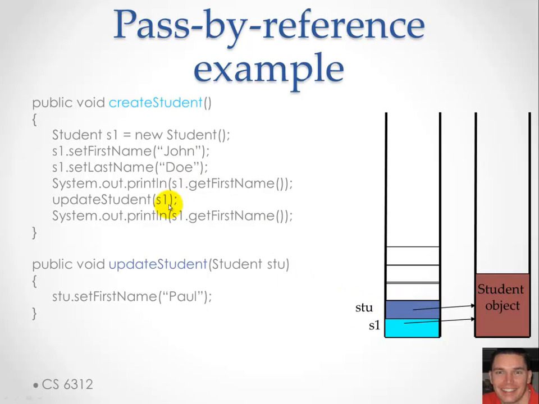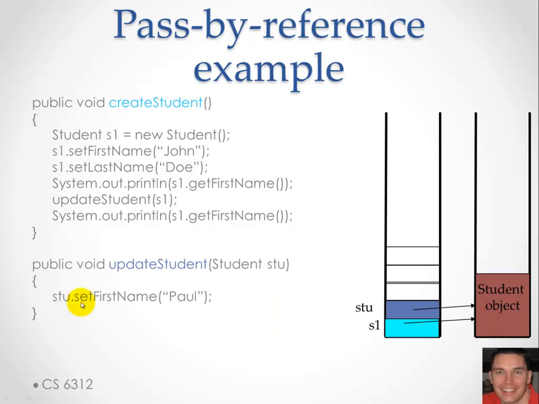And now what did we pass in? We passed in S1, so it copies that value there, which is a reference variable. So now STU refers to that same student object. STU, even though it's a local variable in the method, is an alias for the student object.